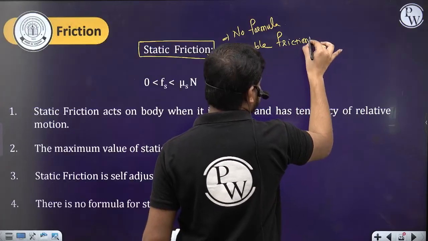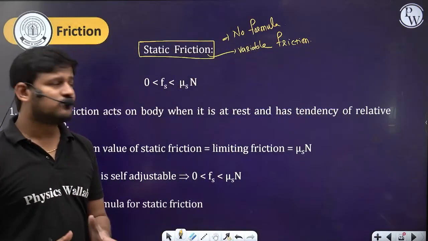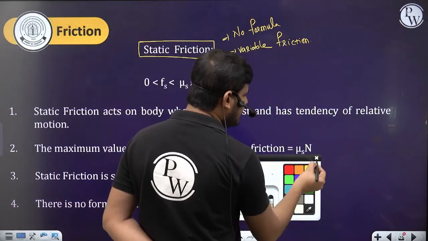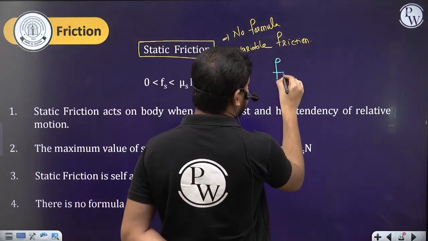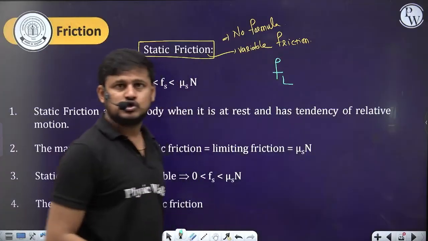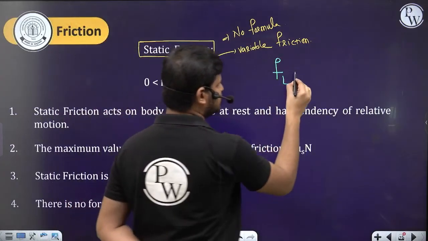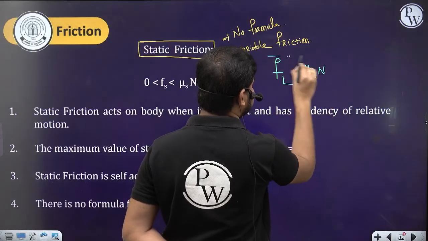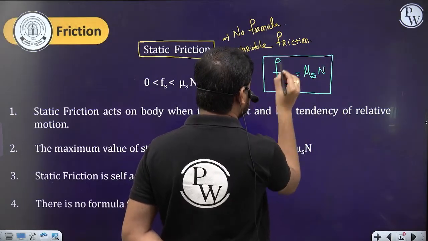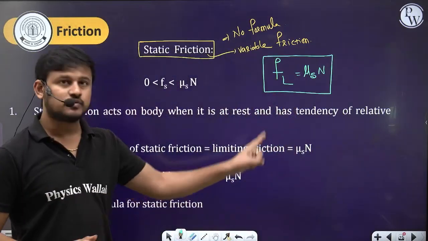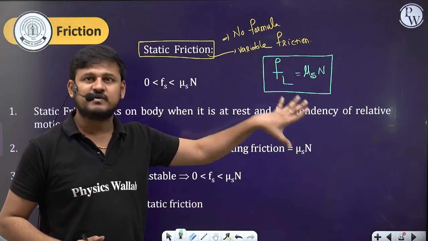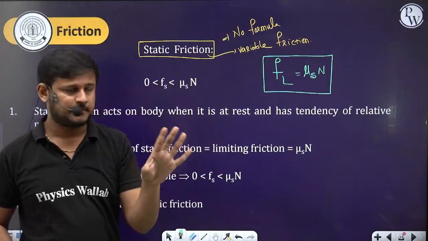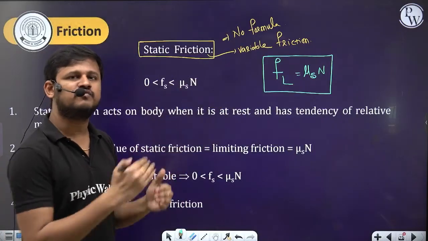See, now understand. So there is something called limiting friction. Limiting friction is the maximum friction value. So the limiting friction is equal to mu s into N. I'll make you understand the complete static friction and kinetic friction. So don't worry, I'm going to solve the questions now, from which you can understand static friction and kinetic friction very easily. Okay, first understand the theory, then we'll go for the questions.